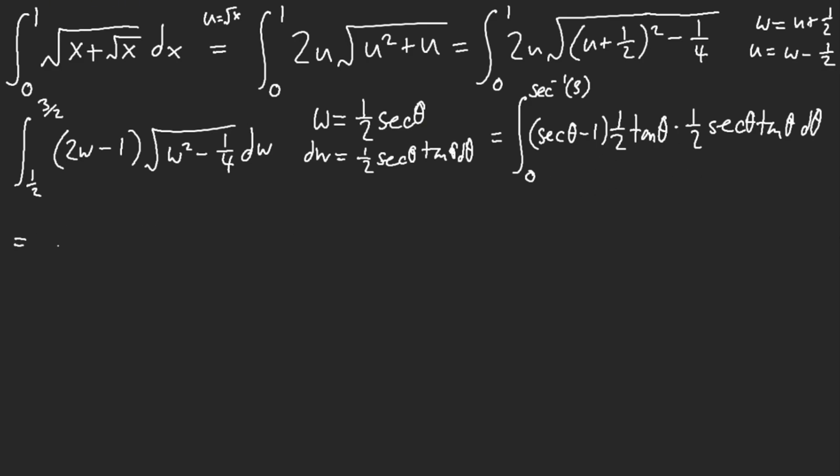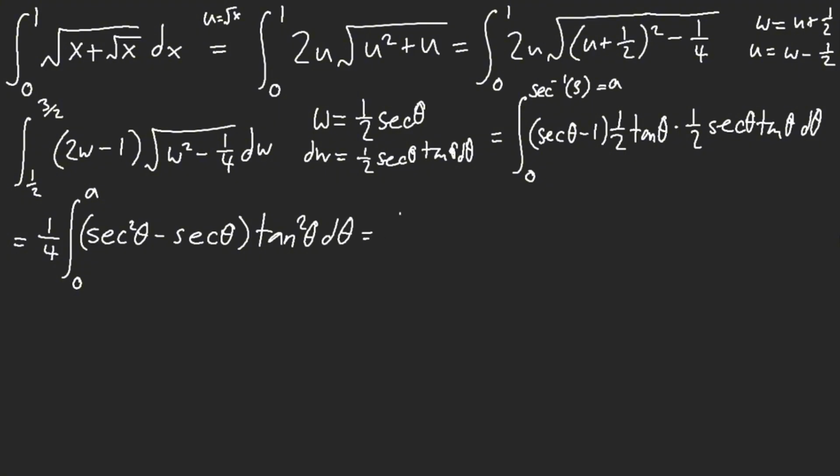So now what we have in total is 1/4 from 0 to a. We're going to call this a because I'm tired of rewriting it. And then we have secant theta squared minus secant theta, and then we have tangent squared d theta.